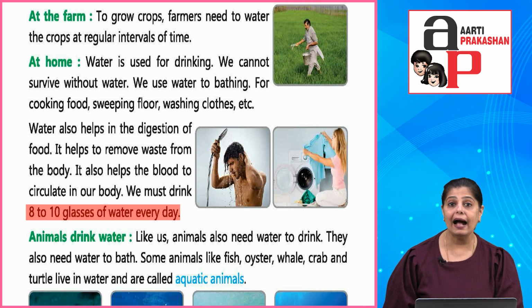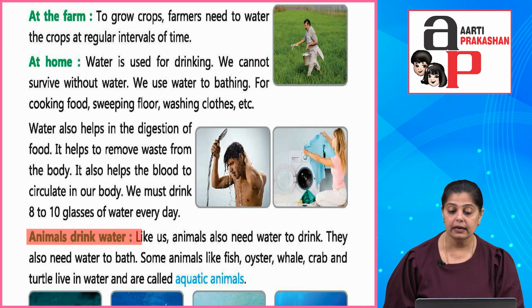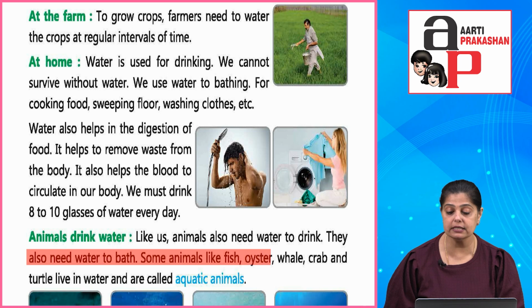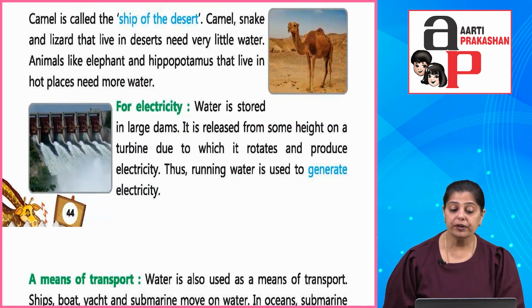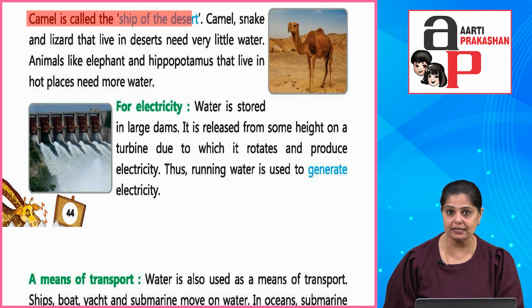Now, animals drink water. Like us, animals also need water to drink. After all, they are also living beings. They also need water to bathe. Some animals like fish, oyster, whale, crab and turtle live in water and are called aquatic animals. Now, camel is called the ship of the desert.